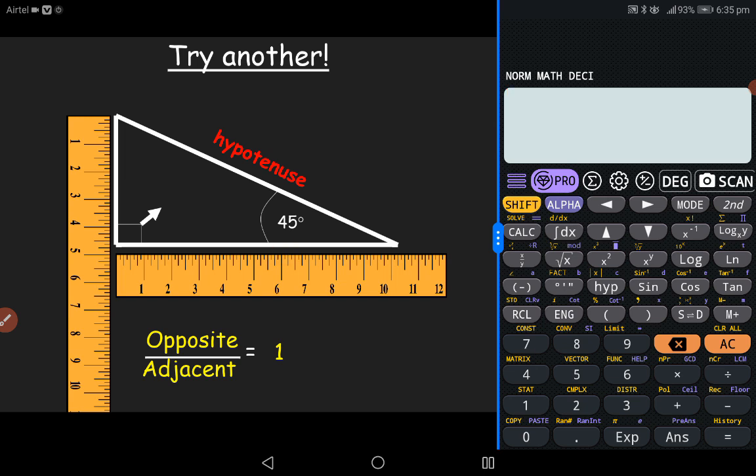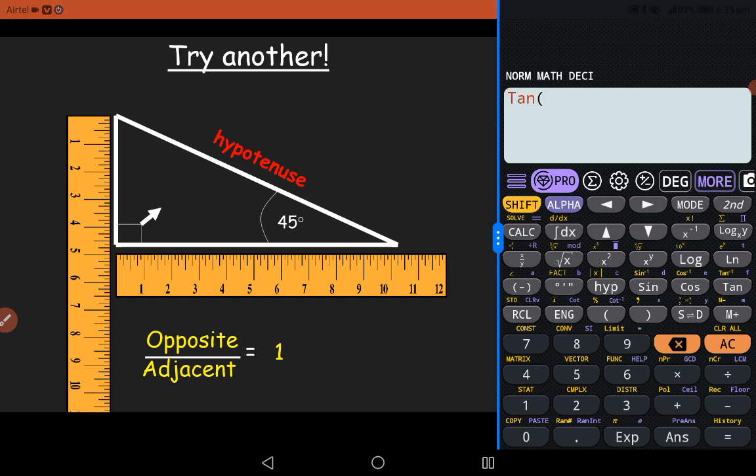So we are saying the tangent of 45 degrees is 1. If you punch this on your calculator, press the tangent button on your calculator, and then you press 45, the result is 1. You see there, the answer is 1.